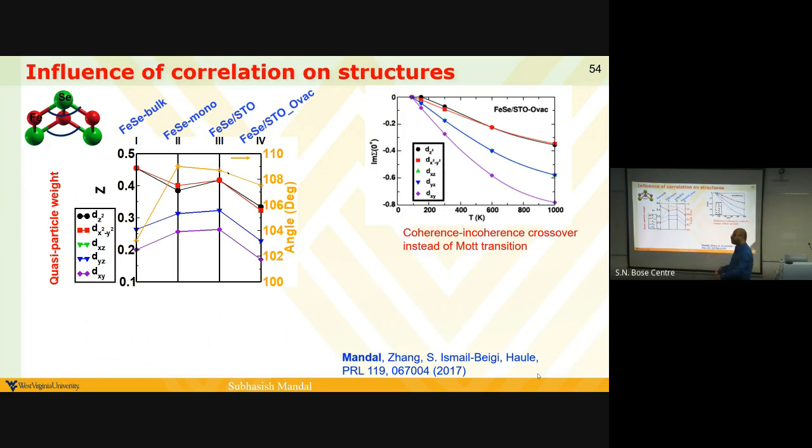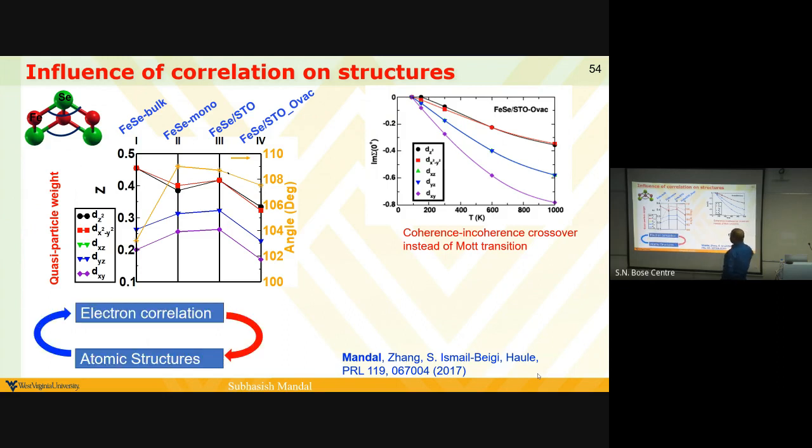The answer is no, because this is going to be dictated by this angle. Somehow this oxygen vacancy gives you a right angle, and that's the magic angle, 107 degrees also. This is that same angle where the Tc was higher, and it also makes it correlated.